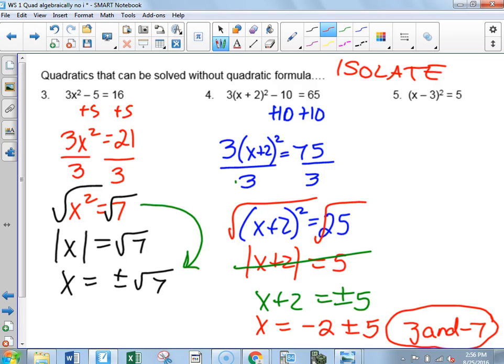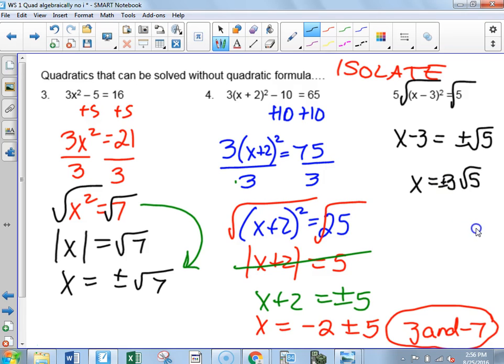All right. Last one's easy. What are we going to do on this guy? Just square root, and we get x minus 3 equals, careful, plus or minus square root of 5. Now, somebody's going to write this. Plus or minus 3 square roots of 5. Sorry, I kind of crammed that in there. Is that the right answer? No, we have to add over there, right?